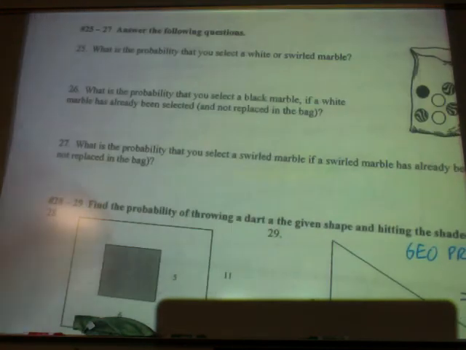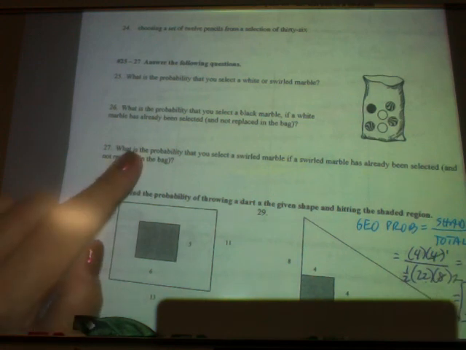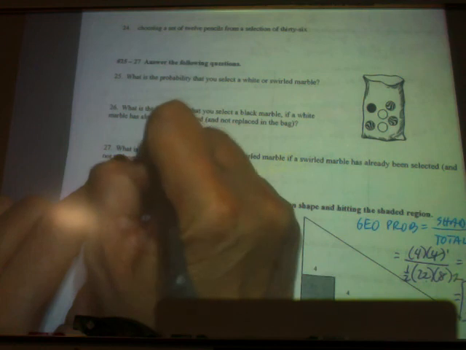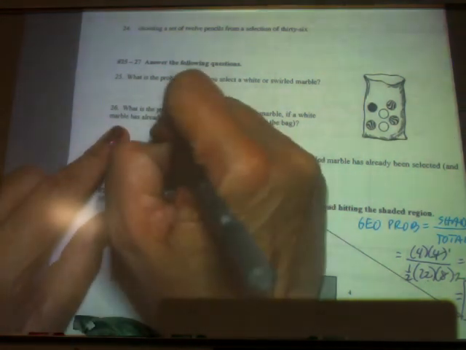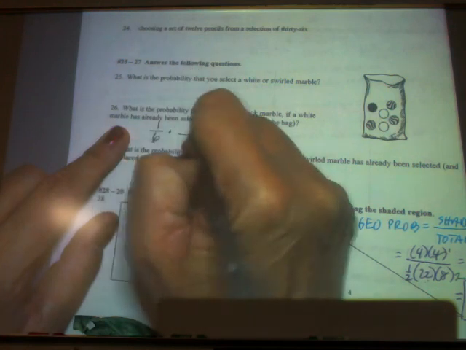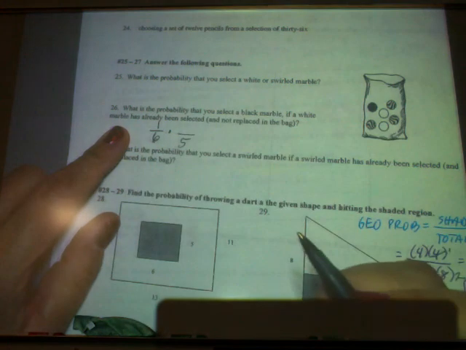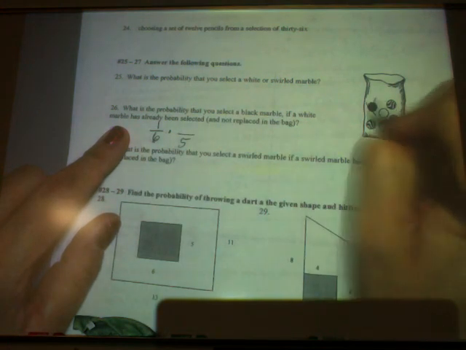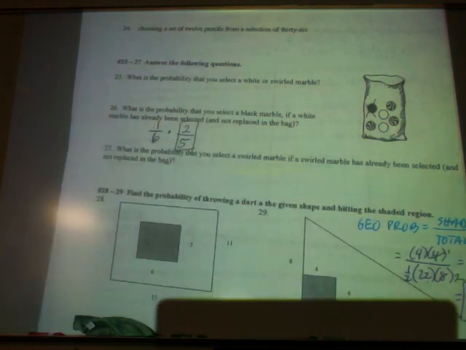Look at 26. What's the probability that you select a black marble if a white marble has already been selected? You listen up. You have to consider that you are picking something out of the bag. So how many marbles do you have total in the bag for your first draw? 6. What are you drawing on your first draw? 1 what? And how many black marbles are there? 1. Then you set it aside, don't you? Sit down. How many total are in the bag now? 5. What are you wanting to select? Because that one's gone. So how many white marbles? 2. Isn't that the probability that I'm looking for? All right. Have a good weekend.